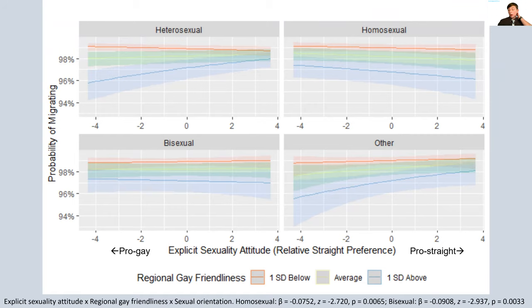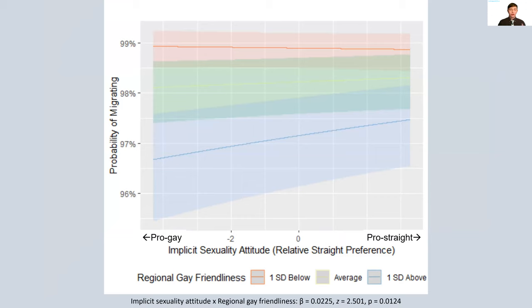For our implicit attitudes, which are our more gut reactions, there is a different story here. This happened across all sexual orientations. There was no difference based on sexual orientation. And what we found was that at high regional gay friendliness, this blue line right there, as implicit sexuality attitude increased and became more pro-straight, people are more likely to migrate. This makes sense since at high anti-gay bias and high gay friendliness, there is a person-environment misfit. And like I said, people like to fit their environment. This happens across sexual orientations, and this is the main area where the effect is shown.